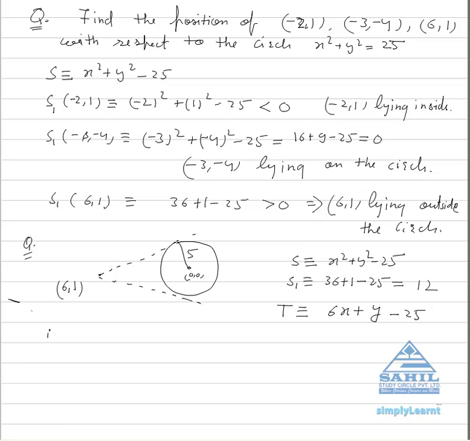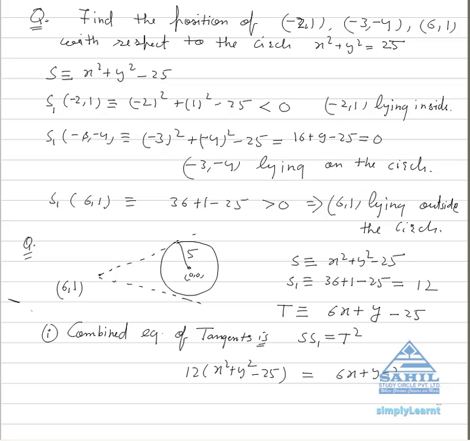Now first thing which we are going to find out, the combined equation of tangents, is S S1 equal to T square. What is that equation? Simply 12 into x square plus y square minus 25 is equal to 6x plus y minus 25 whole square. Got this or not? I think it's very simple.